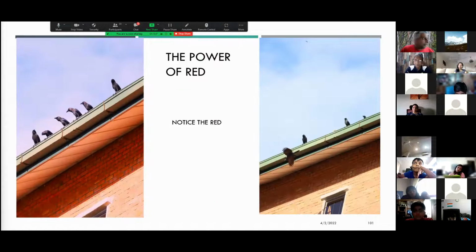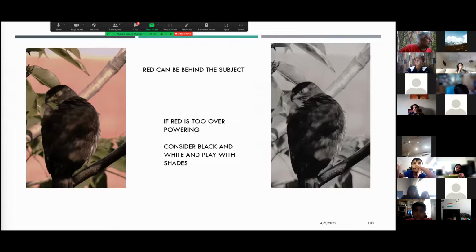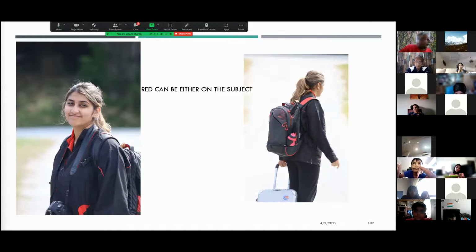The next slide is talking about the power of the color red. The color red is very, very strong. It is one of the most vibrant and overpowering colors in the color wheel. So, when you look at these pictures of the red wall, they just take over the whole picture, just like the Russian invasion.